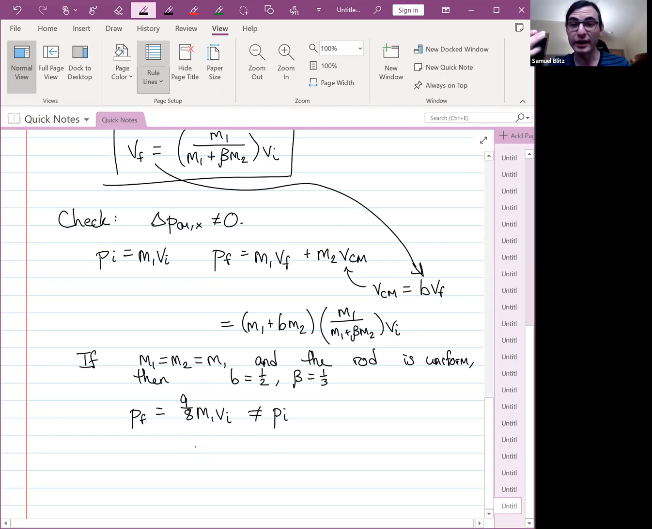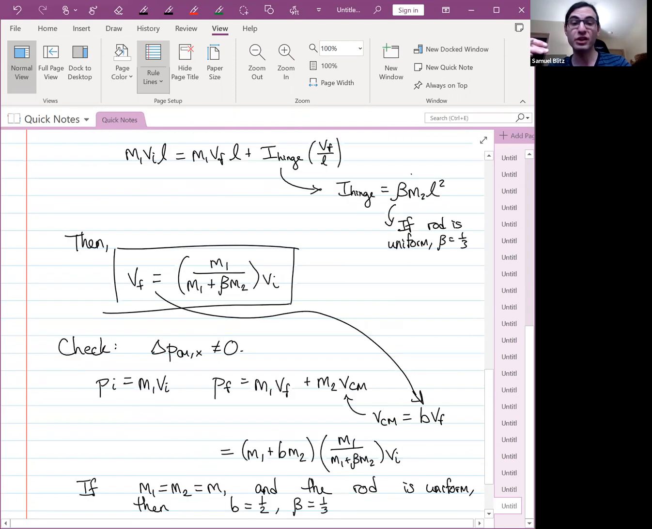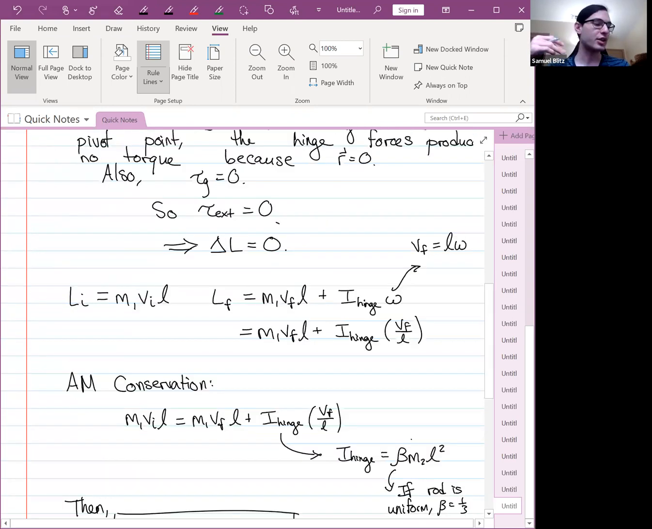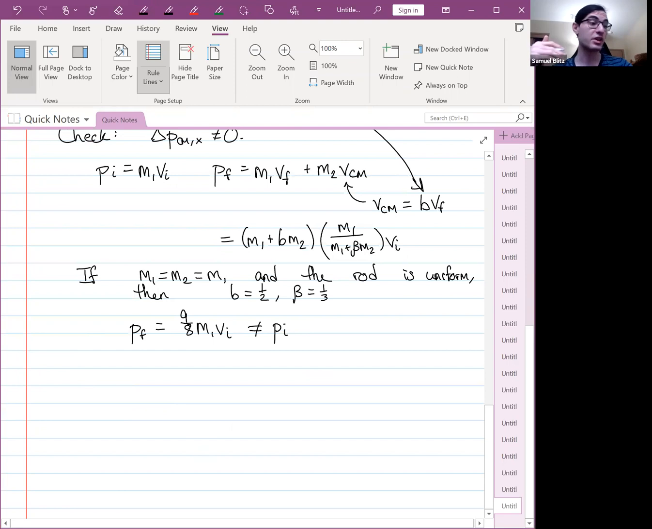So fine, we have to use angular momentum conservation here. It turns out that there are also cases where you have to use both. And that's going to be the last topic of angular momentum that we talk about.